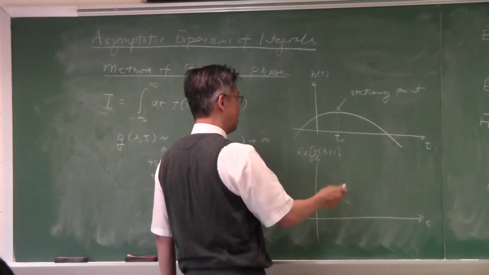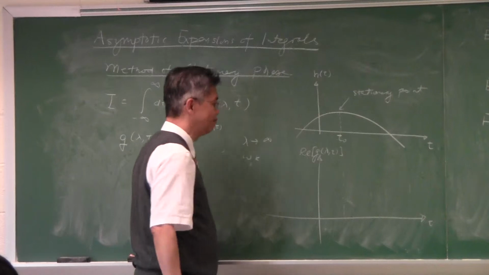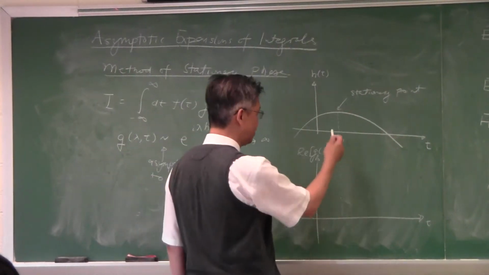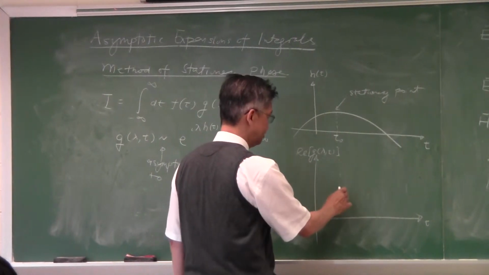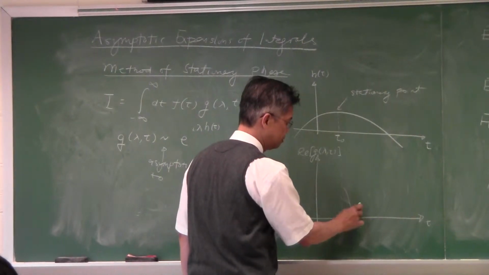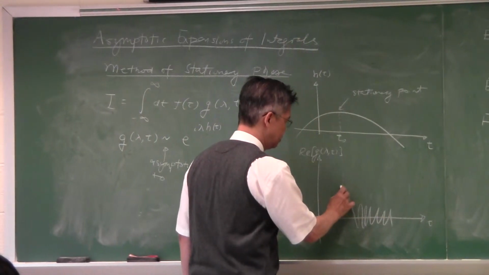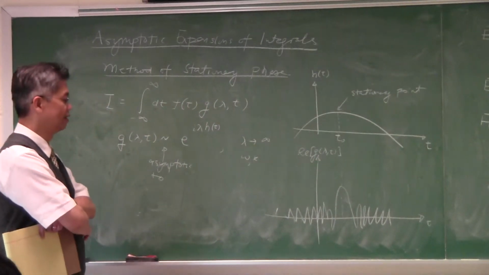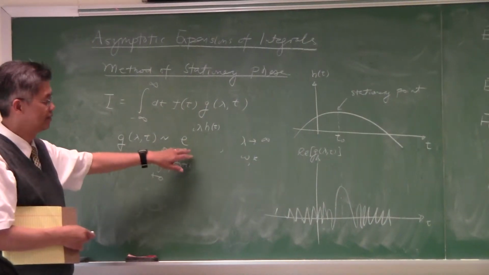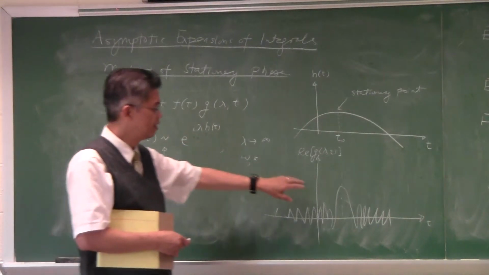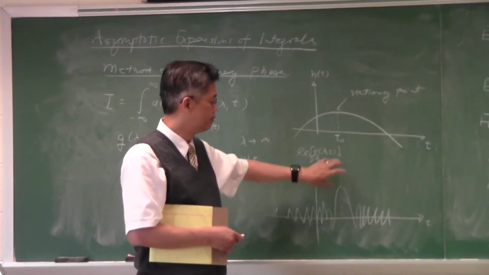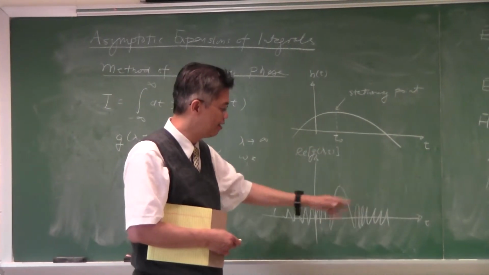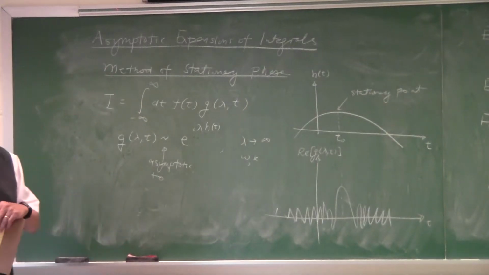But that happens at all points except that at this point it varies less rapidly. It varies slowly. So if I were to plot this oscillatory function, it will look something like this. Roughly, this is how it looks like. If we take the real part of this highly oscillatory function, slowly varying, slowly oscillatory about this stationary phase point. This is also called a stationary phase point, but highly oscillatory away from that.